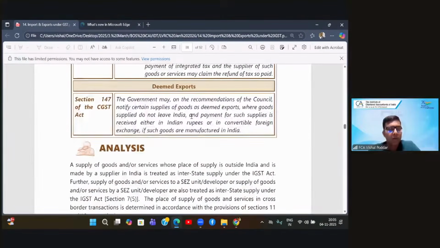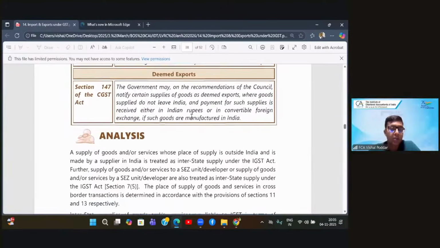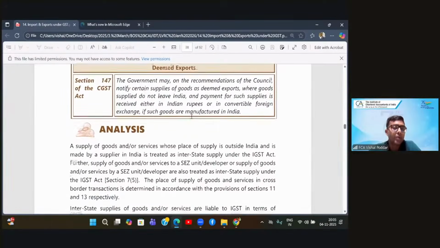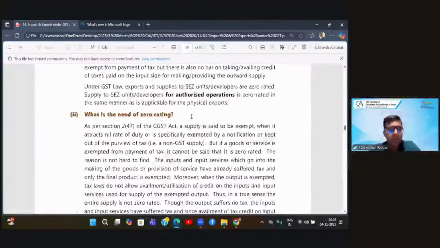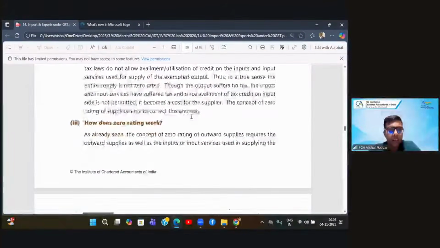And then section 145 or 147 authorizes the government to notify which supplies will be called deemed exports. Now let us go to detailings.